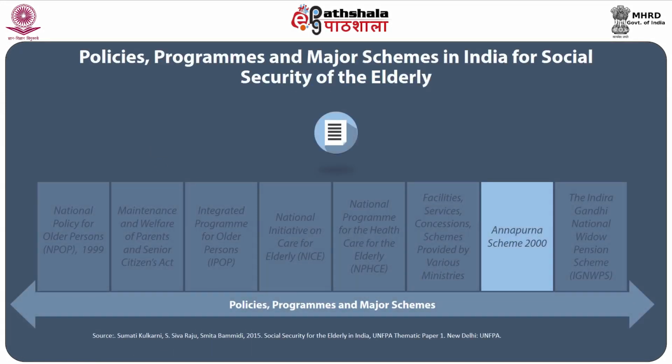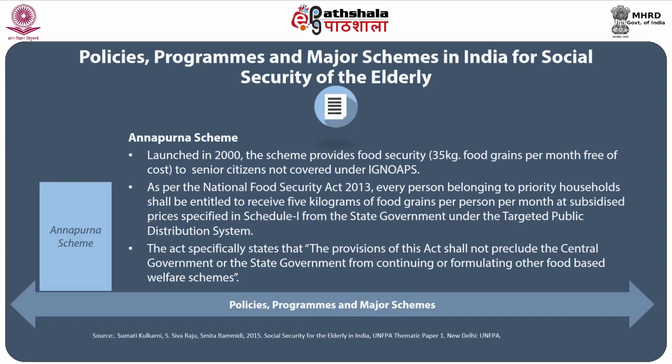In addition to that, as part of food security, there is a scheme called the Annapurna scheme, which was launched in 2000. The scheme provides food security to the extent of 35 kilos of food grains per month free of cost to senior citizens not covered under IGNOAPS.